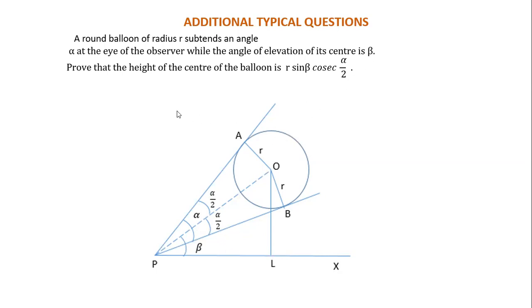Now we have to prove that the height of the center of the balloon, this is the center of the balloon, this is the height. That means you have to find OL. And this OL is given by r sine beta cosec alpha by 2. This is what I have to prove. Clear? So let us see how to do it.